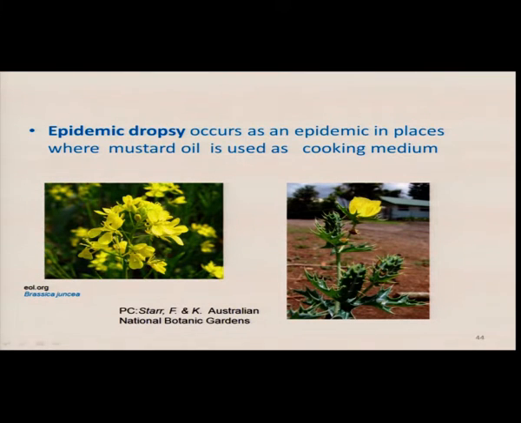This is the normal Brassica juncea, the mustard plant. This is the Argemone poppy, whose oil is used as an adulterant in mustard oil, the result of which causes the epidemic dropsy.